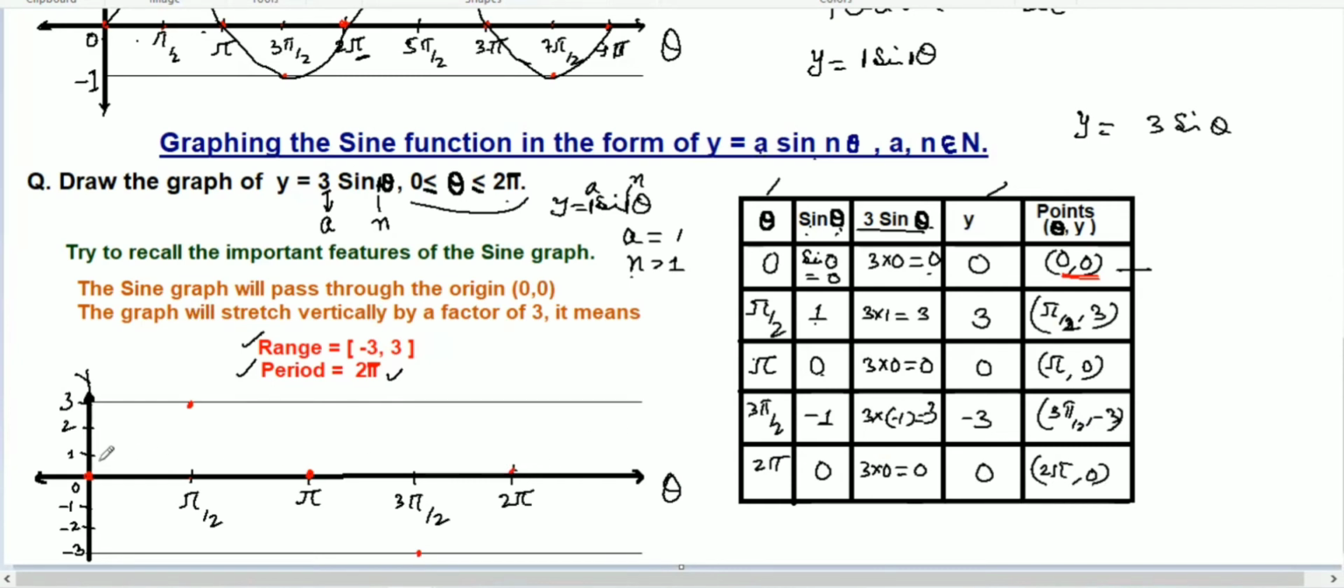Then let's draw the graph freehand, and it will be here. This represents your graph y equal to 3 sine theta. So this is the graph of the form a sine n theta, so 3 sine theta.